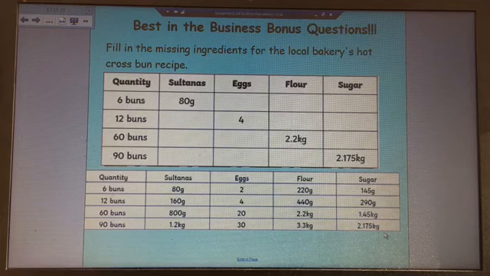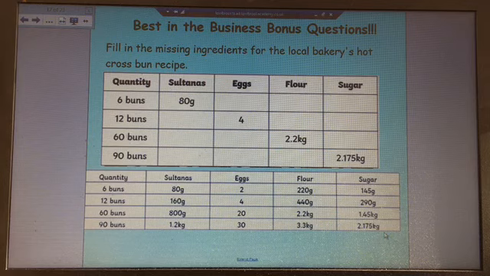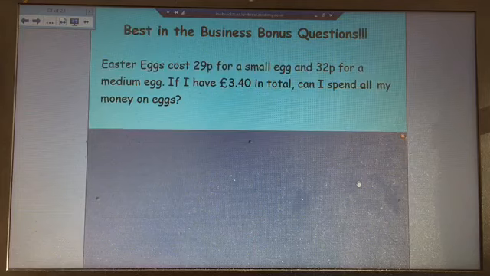For 60 buns, he needs 800 grams of sultanas, 20 eggs, 2.2 kilograms of flour, or 2,200 grams, same thing, and 1.45 kilos of sugar, or 1,450 grams of sugar. For 90 buns, 1.2 kilograms of sultanas, or 1,200 grams, 30 eggs, 3.3 kilos, or 3,300 grams, and 2.175 kilograms, or 2,175 grams.